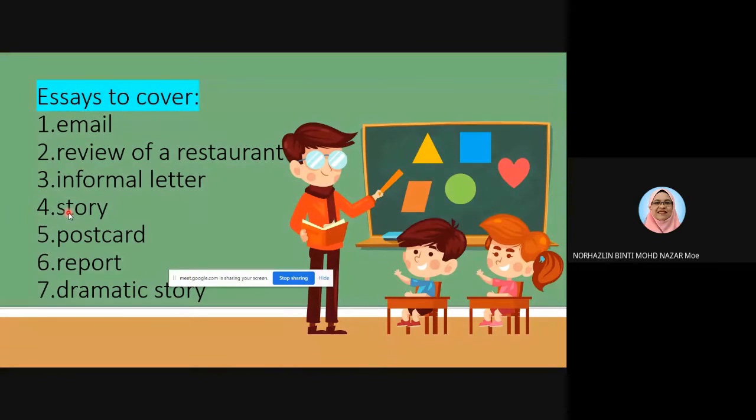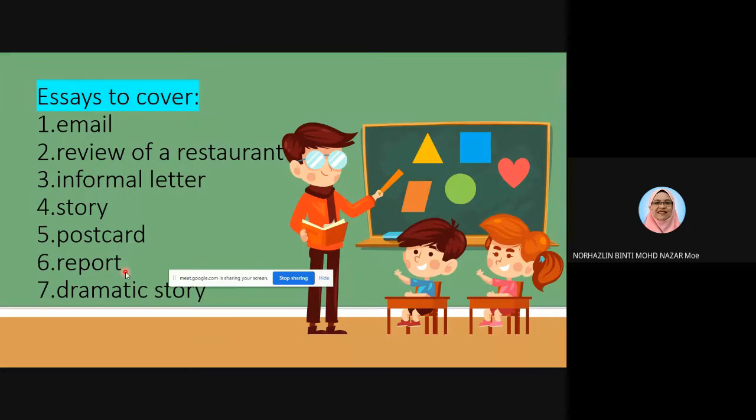Okay, number 5, postcard. A postcard might appear in your PT3, besides email, notes or message, or review. Review could be in Paper 2, question number 1. And then you also need to learn how to write report writing. They'll give you the format, and you just follow the format.